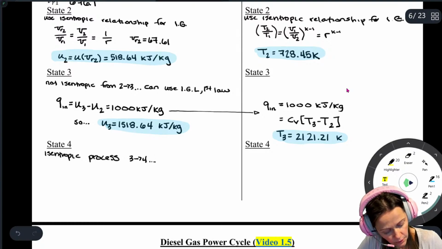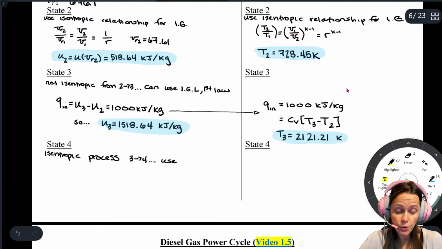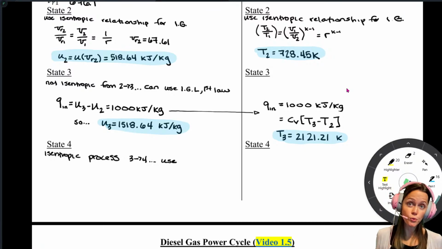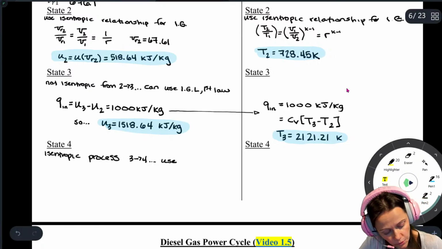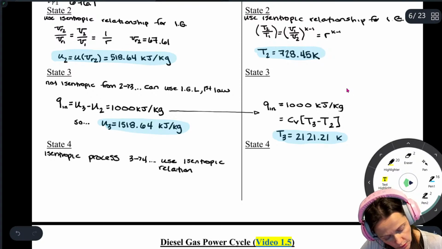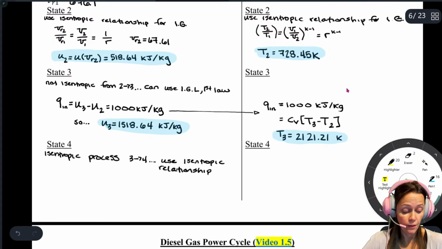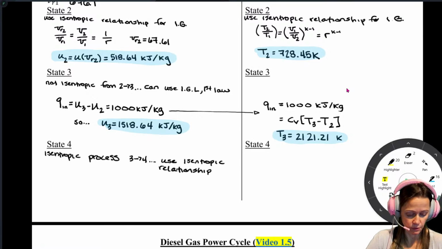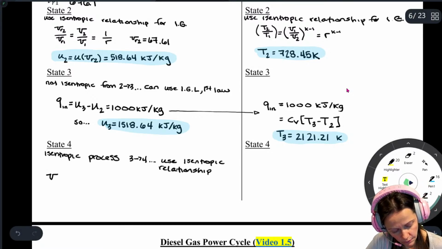So we could use our ideal gas law, we could use our first law, or we could use an isentropic relationship. And we would just use the one that's in terms of those relative specific volumes. So our VR4 over VR3 is equal to V4 over V3.